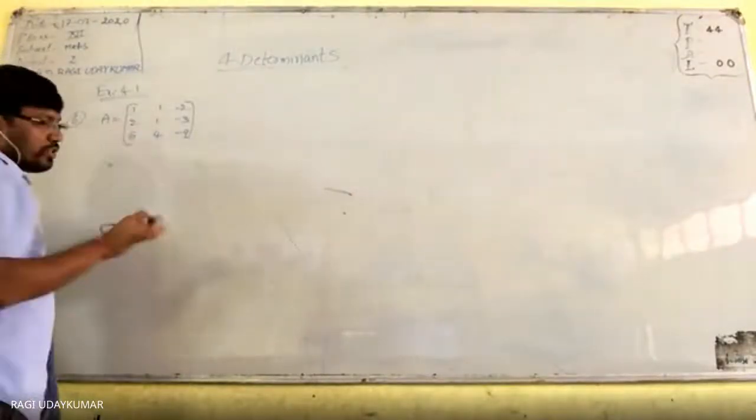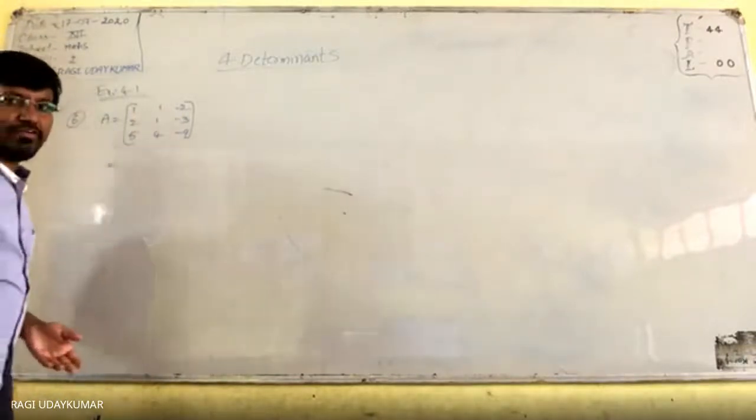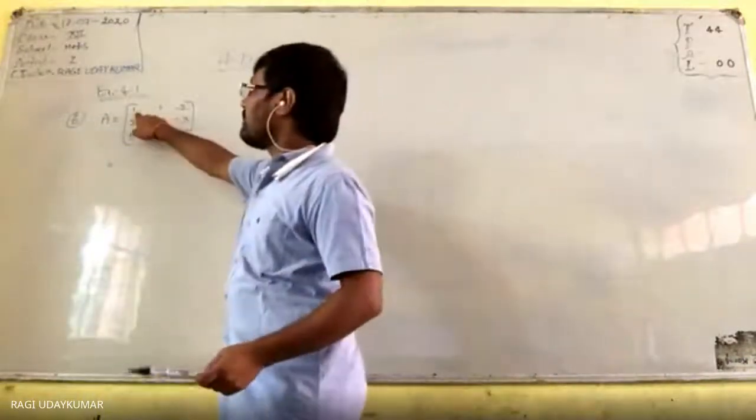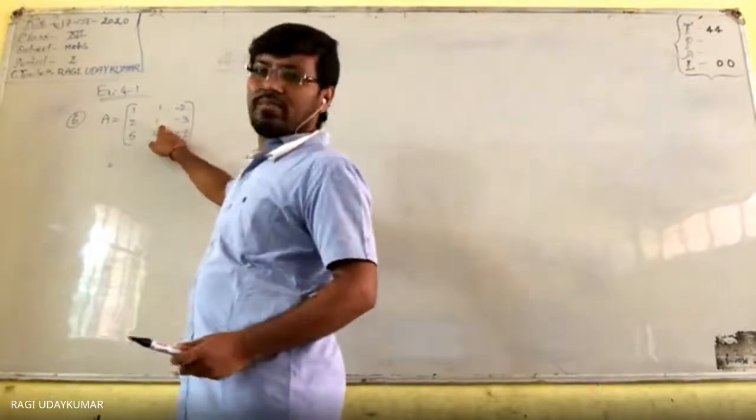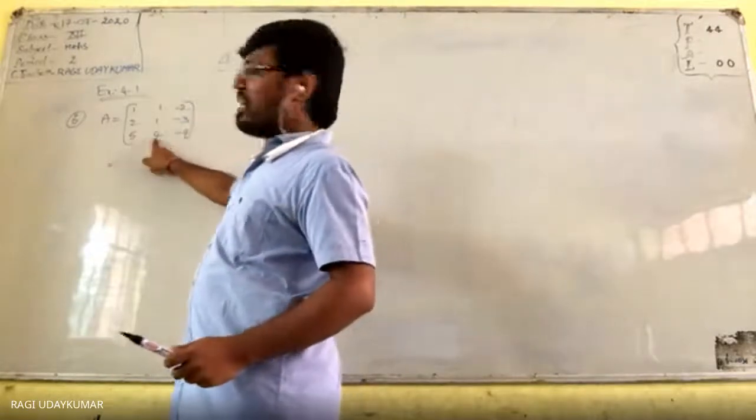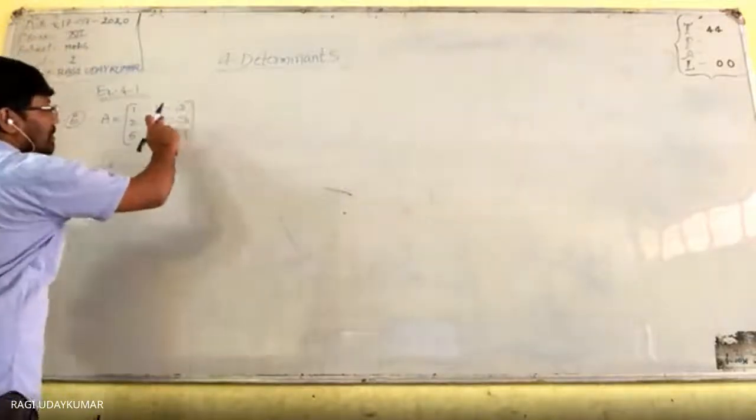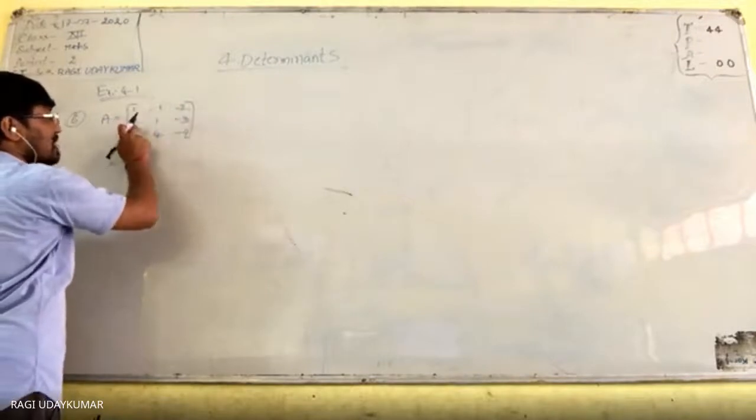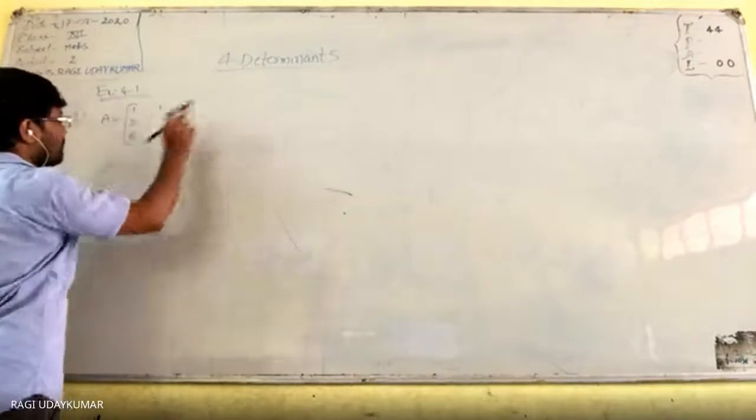It is not necessary every time to write minus 1 to the power of that position. The signs are plus, minus, plus for the first row, and minus, plus, minus for the second row, because the position says it very clearly. So I will take the first row.